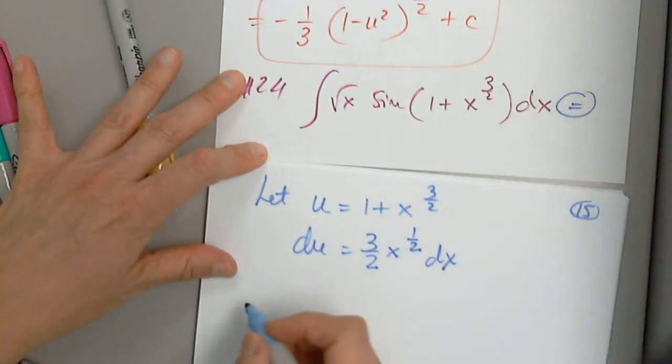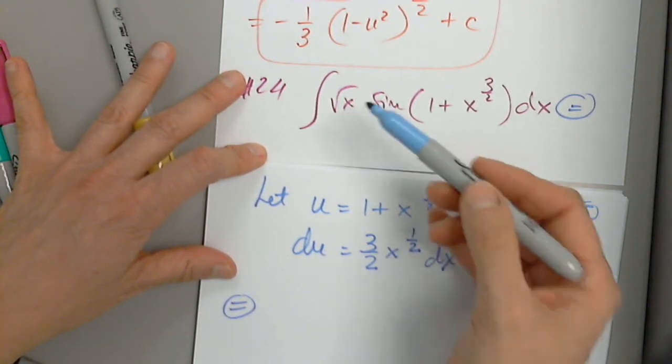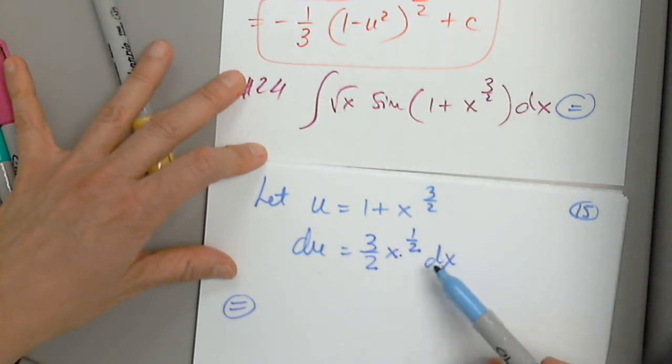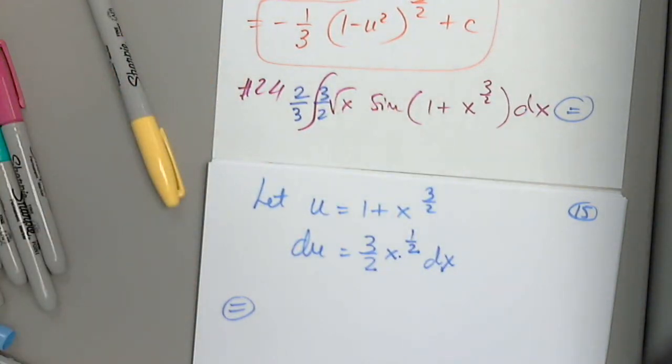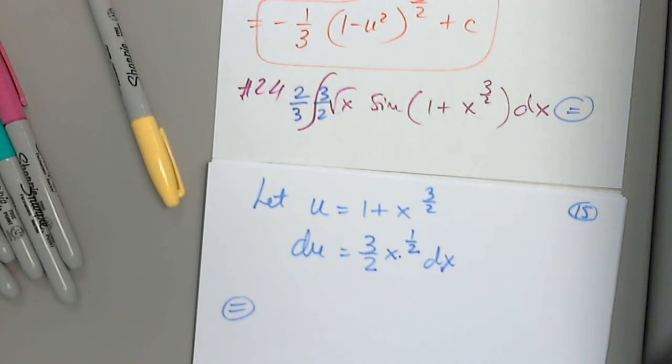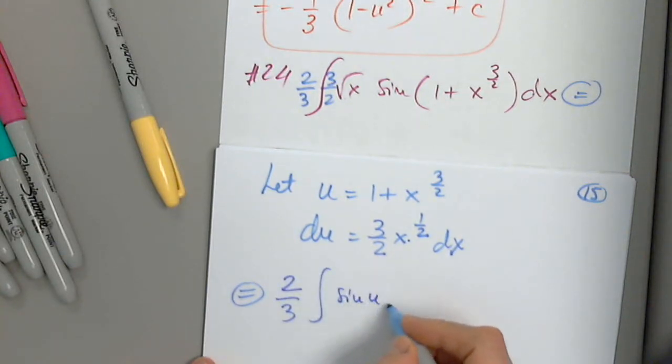So now please tell me how to change this. Remember, x to 1/2 is the square root of x. So I have the square root of x, I have the dx, but I don't have 3/2. That's really not a problem. Multiplying by 3/2 and by 2/3 means multiplying by 1, which will never change anything. But now I have the 3/2, I have the square root, and I have the dx. These three pieces make up the du. And now I have sine u. It can be easier than this. So 2/3, the integral of sine u du.